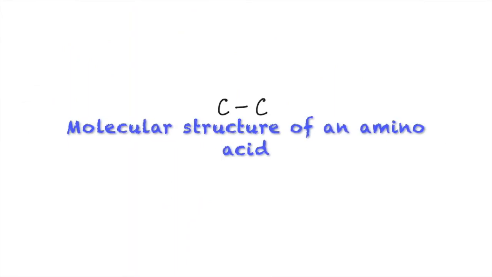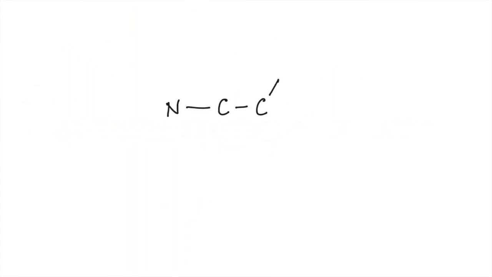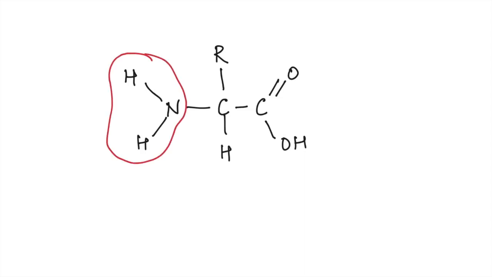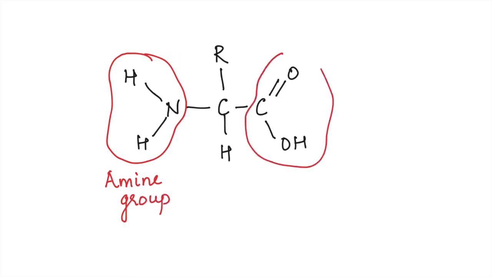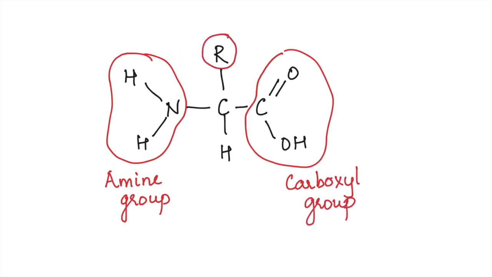Next, we are going to draw the structure of an amino acid. Now, amino acid has a central carbon to which is attached a carboxyl group and an amine group. So here we can see that there is nitrogen with 2 hydrogen, that is the amine group, and on the other side there is a carbon with oxygen and the OH, which is the carboxyl group. The central carbon is attached with a variable group and another hydrogen. So this makes the simple structure of an amino acid.